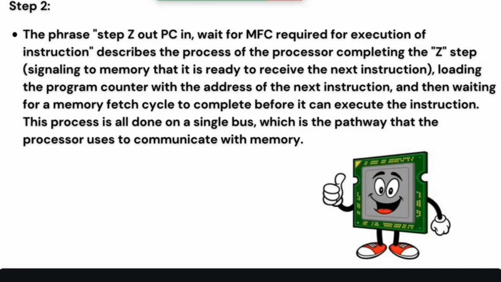So in this step, the phrase "step Z out, PC in, wait for MFC" required for execution of instruction describes the process of the processor completing the Z step, loading the program counter with the address of the next instruction, and then waiting for a memory fetch cycle to complete before it can execute the instruction. This process is all done on a single bus, which is the pathway that the processor uses to communicate with memory.